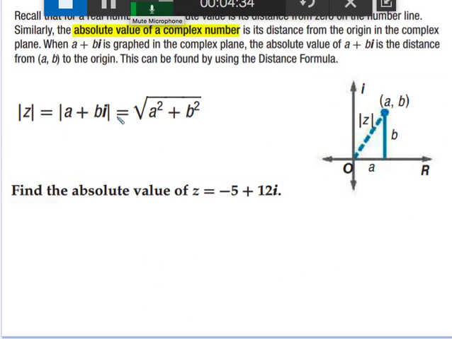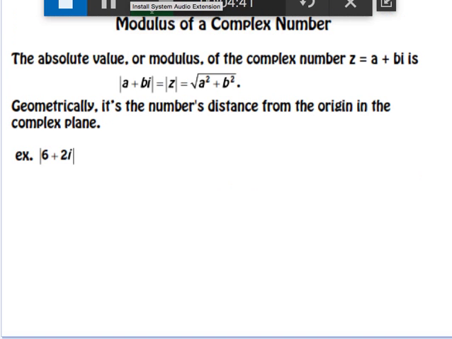We are not going to do the absolute value of a complex number because that's not in our standards, so we're going to skip that. On your handout, it says modulus of a complex number. You can just X that out.